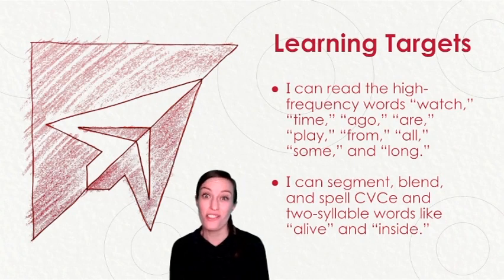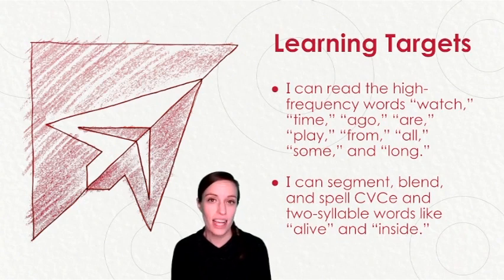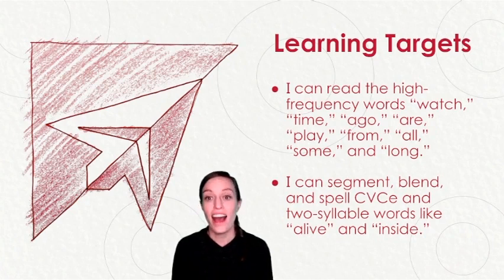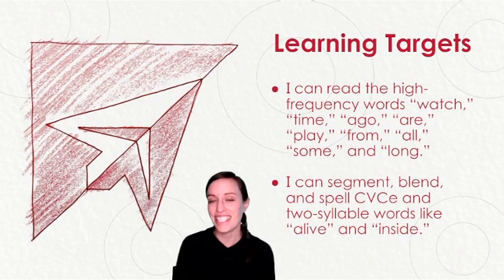Let's check out our two learning targets. I can read the high frequency words watch, time, ago, are, play, from, all, some, and long. And I can segment, blend, and spell CVCE and two-syllable words like alive and inside. Here we go.